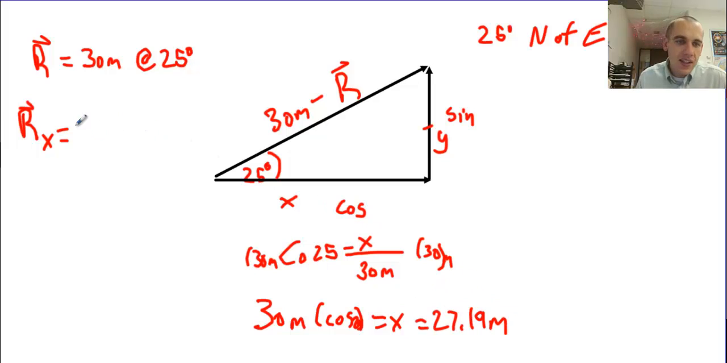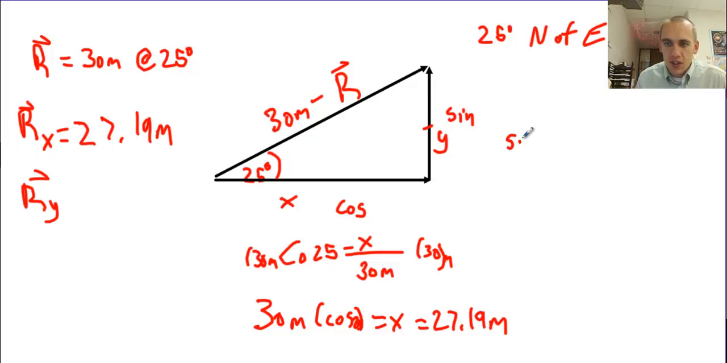Okay? So the x component of this vector is 27.19 meters. The y component, there's lots of options now because now you know two sides of a right triangle and an angle, you can find whatever you want. I tend to just use the sine function, right?